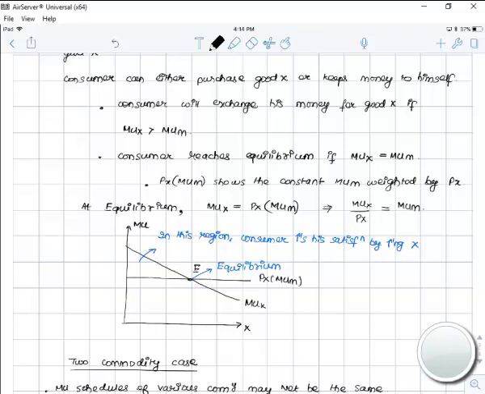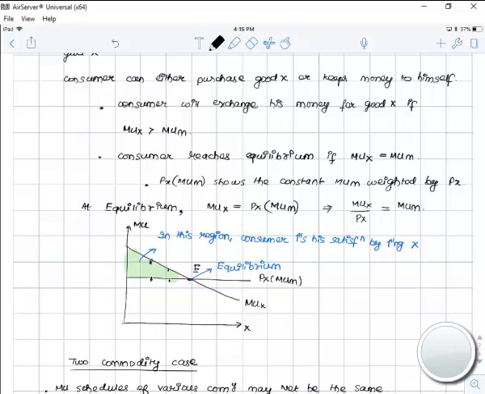Now, in this area, what is happening? The consumer can increase his satisfaction by increasing the amount of good X. For example, if he is at this particular point, the marginal utility which he derives from good X is more than the marginal utility of money, so it is better for him to buy good X. Similarly here, the marginal utility from good X is more than the marginal utility of money, so he's better off buying good X, till he reaches point T, where the marginal utility of X is equal to the marginal utility of money.